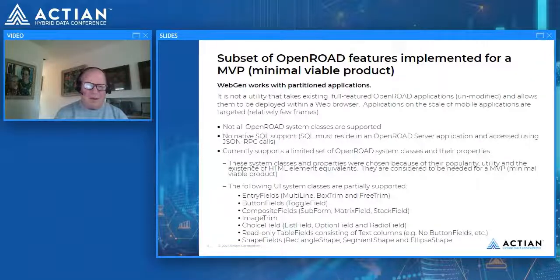So what are the simple UI widgets that we do support with WebGen? Obviously entry fields and those things that are derived from them, things like free trim and box trim, and of course button fields, which also have a toggle field. Composite fields. The reason we did composite fields, even though they don't typically have a data area, is that they're composed of child fields, but by supporting composite fields as a view component, it allows us to do something which you're going to see in a moment is very powerful, which is we can implement attributes on the view components, whether they be scalar, things like entry fields, or composite fields.